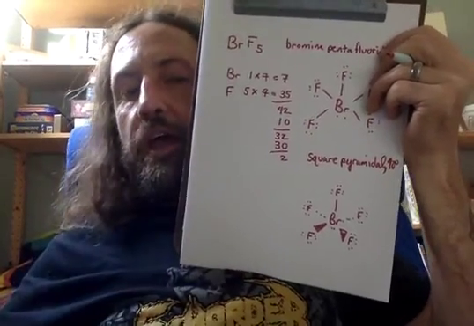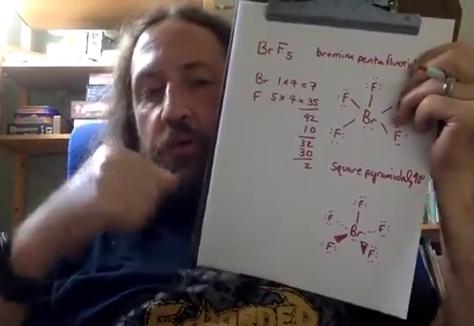Okay. And let's go ahead and look at formal charge for the bromine and the fluorine. Fluorine, oh my gosh, we've done the fluorine formal charge so many times. 7 minus 6 unshared plus 1/2 of 2 is 1. 7 minus 7 is 0. Fluorine's good.